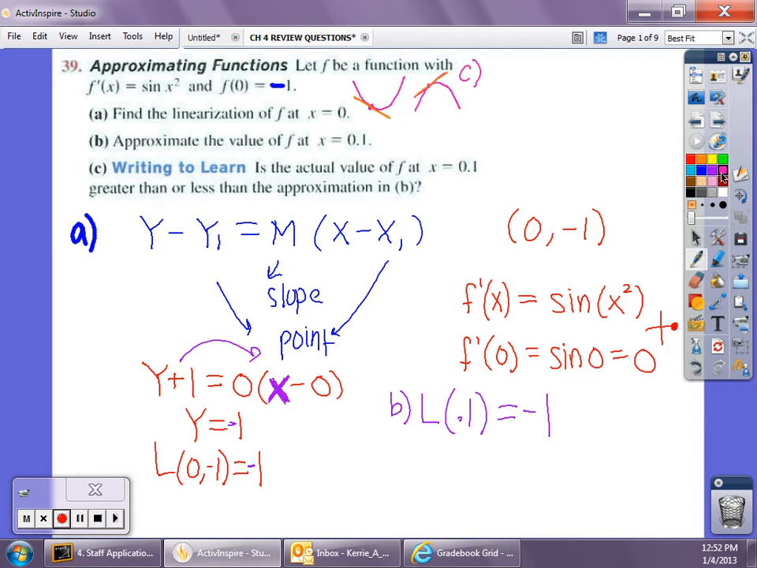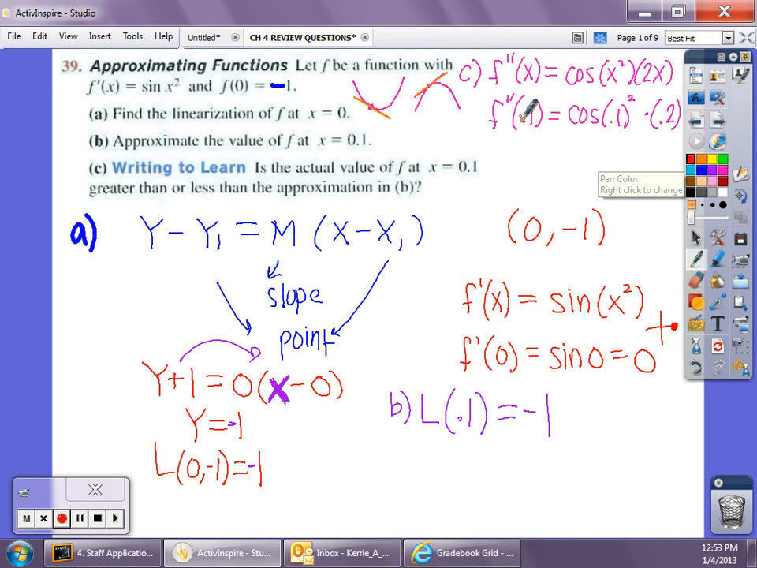So what we're going to do is first start off by finding the second derivative, which would be derivative of the outside, leave the inside the same, times the derivative of the inside. We're going to find it at 0.1. So the cosine of 0.1 squared times 0.2. Now, this value of 0.1, it's in the first quadrant, therefore the cosine of it is going to be positive multiplied by a positive, so we get positive. What that means is that we will be concave up.